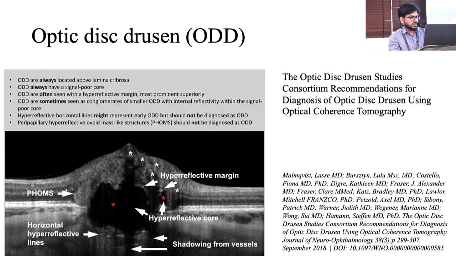Earlier it was ultrasound, but now it is the EDI OCT that picks up, and they have given certain guidelines on how to diagnose optic disc drusen on EDI OCT. And they mentioned that the optic disc drusen are always located above the lamina cribrosa. They always have a signal poor core, and often you can see a hyperreflective margin, most prominent superiorly.